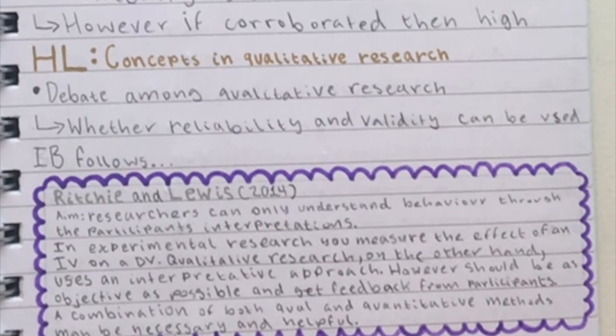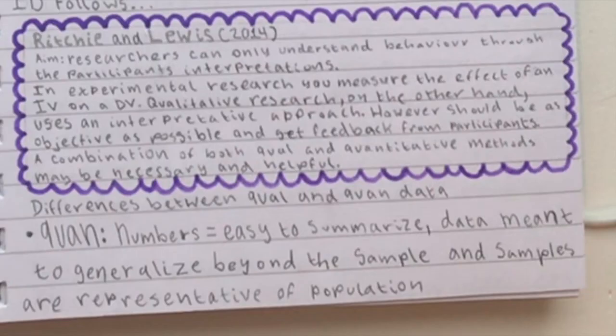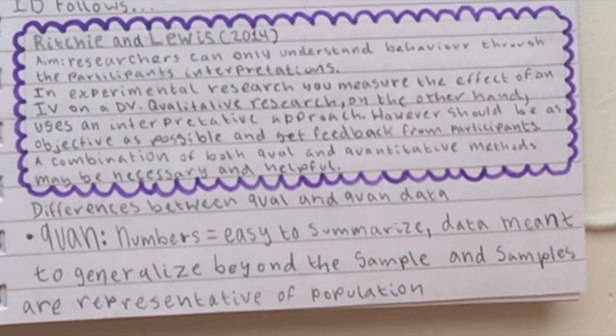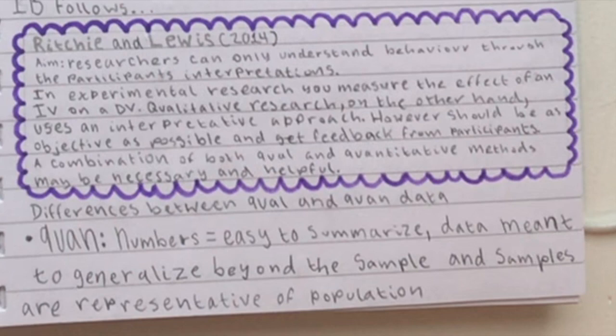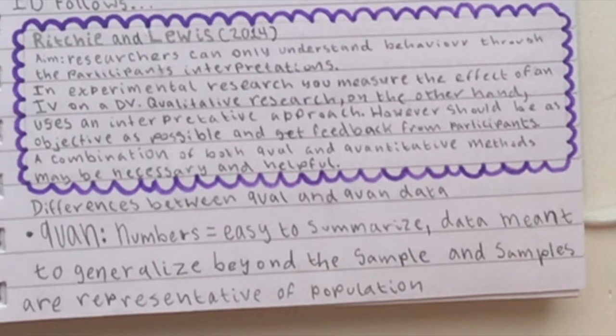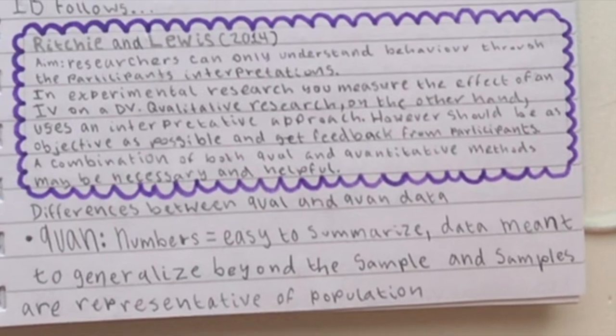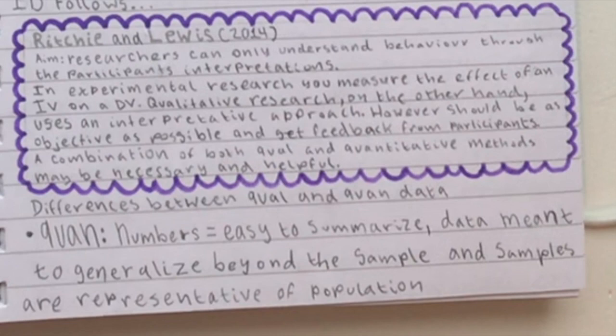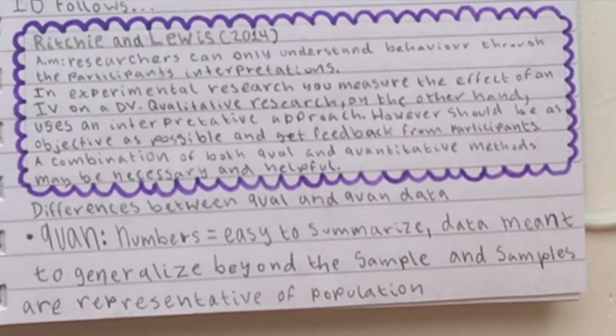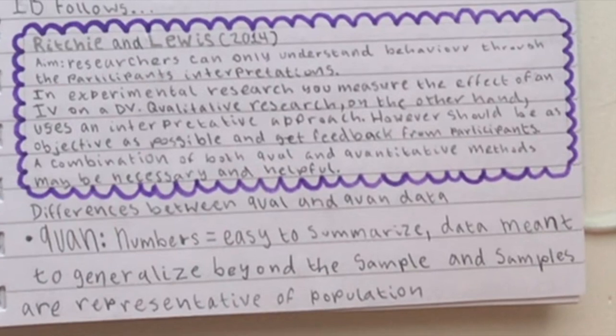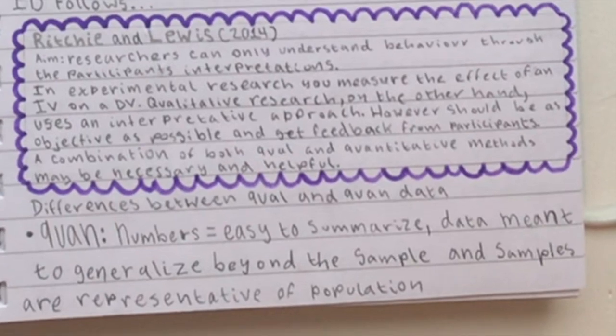Now, if we move on to the next topic, which is differences between qualitative and quantitative data, the main things are that quantitative data is shown in numbers. It is easy to summarize. The data is meant to be generalized beyond the sample. So if you use a sample of girls, you should be able to generalize it to boys, maybe. I mean, it depends what you're researching, but that was just an example. And the samples are supposed to be representative of the population.